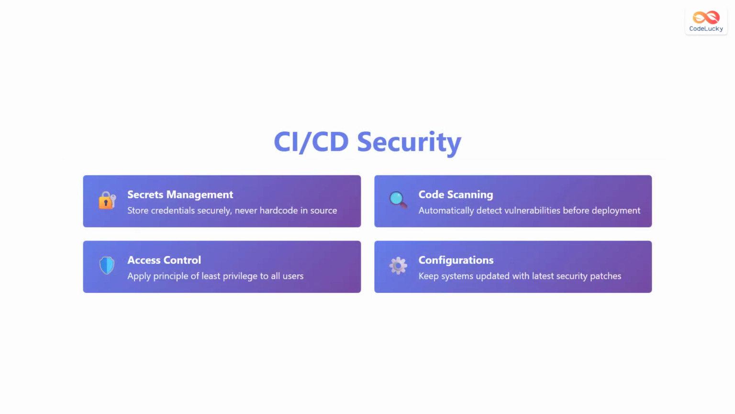Security is critical in CI/CD pipelines. First, implement secrets management. Store credentials and sensitive information securely and never hardcode them in your source code. Second, perform code scanning. Automatically detect vulnerabilities and security issues before they reach production. Third, apply access control. Use the principle of least privilege to ensure only authorized people can make changes. Finally, keep configurations updated. Apply the latest security patches to all systems in your pipeline.